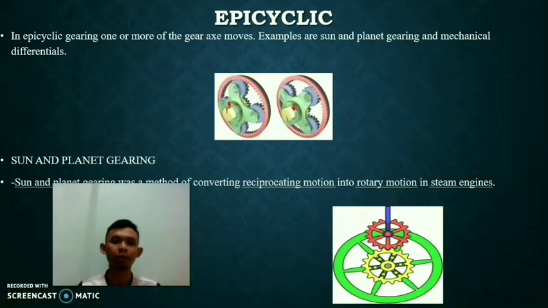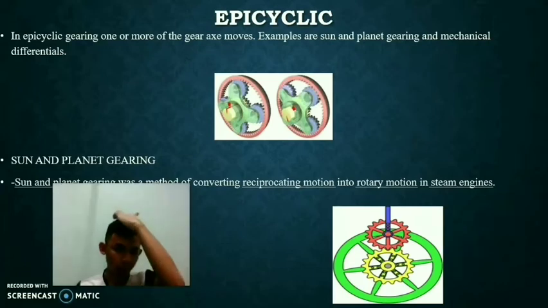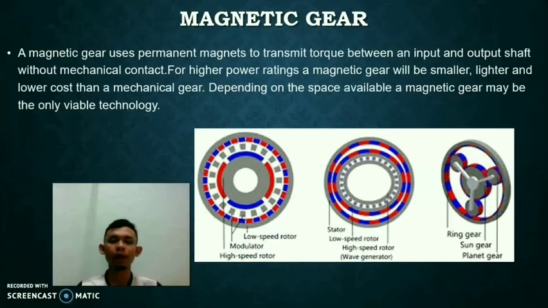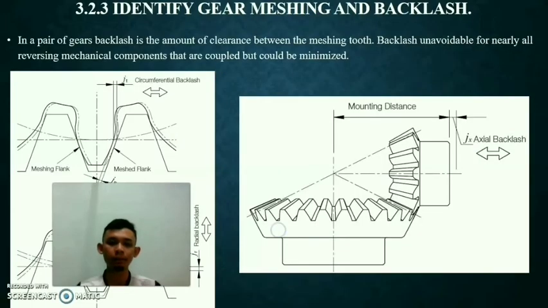And this is epicyclic. In epicyclic gearing, one or more gear axes move. Examples are sun and planet gearing and mechanical differential. And at the bottom is sun and planet gearing. And last one is magnetic gear. A magnetic gear uses permanent magnets to transmit torque between an input and output shaft without mechanical contact. As you can see, this is a photo of magnetic gear.